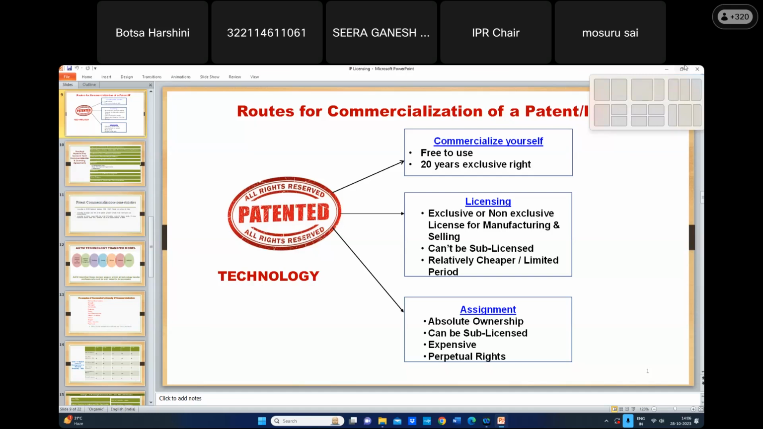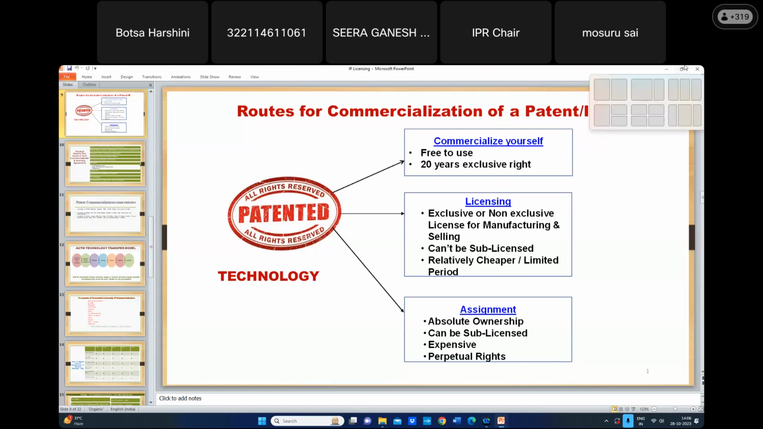Or if you do not want to commercialize yourself, what is the next channel? You can license it also. That's what we are all talking about, licensing. Licensing means you are giving your rights to use that knowledge to a third party. That is nothing but a license. So again, as I told you, there are different types of licensing: exclusive license and non-exclusive license. Very, very important at this point again.